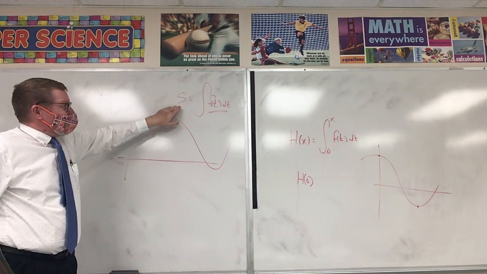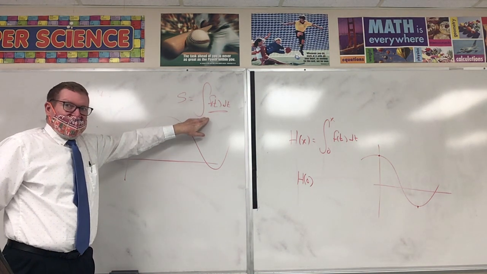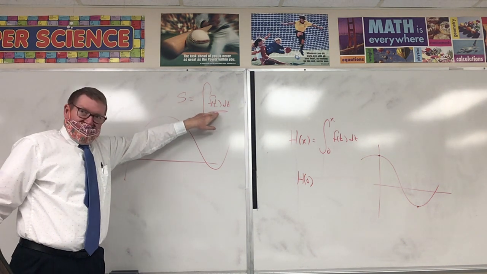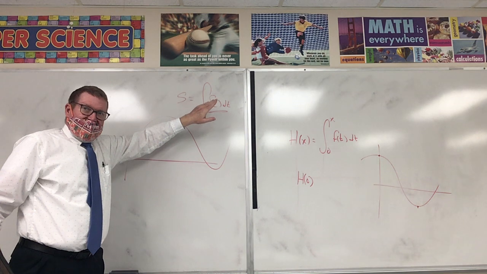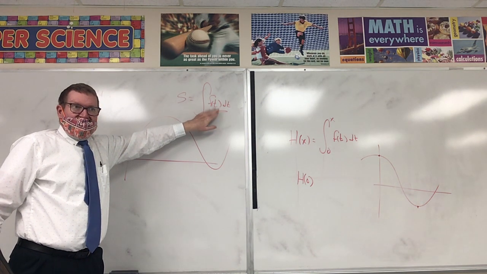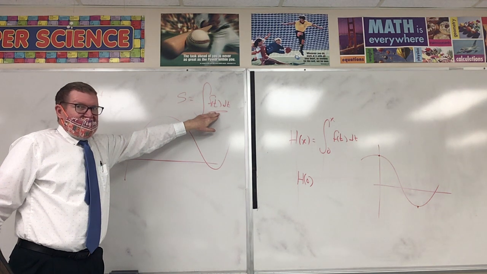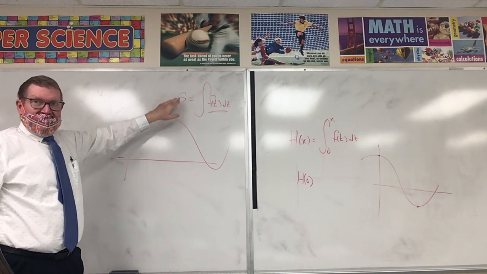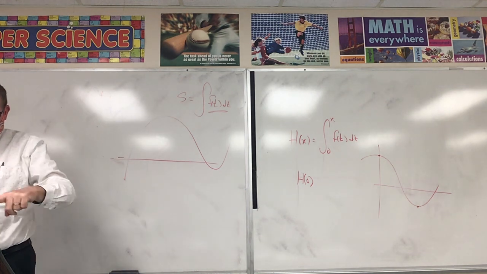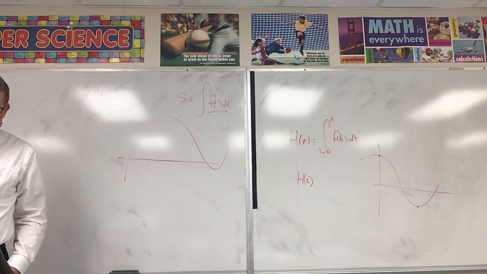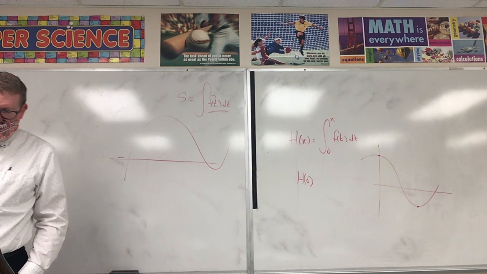So they're saying S is equal to the integral of f of t dt. So that means that this must be velocity, because S is position. So keep that in mind. Letter A. What is the particle's velocity at time t equals 3?